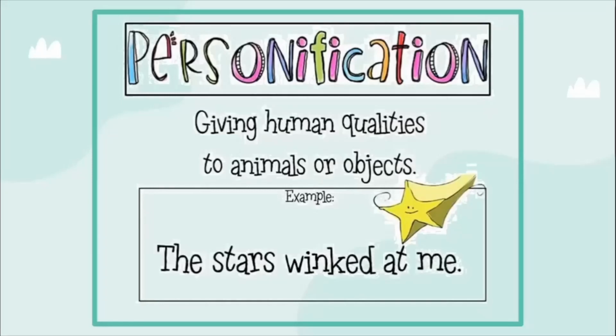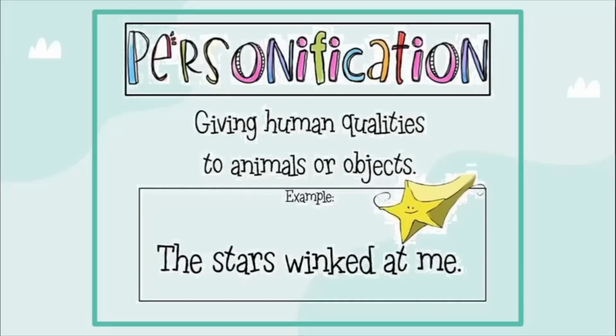So children, that was metaphor for you. Now let's look at the second figure of speech for today quickly. Personification. What is personification? When you give human qualities to animals or objects, then it is an example of personification. Now human beings have certain unique qualities. We can sing, we can laugh, we can speak. But animals and objects, inanimate things, they cannot do all this. But when you give these human qualities to either animals or objects, then it is called personification.